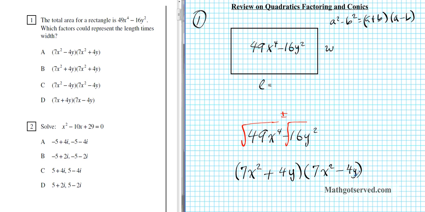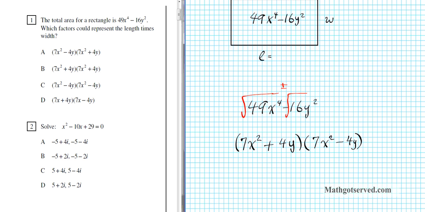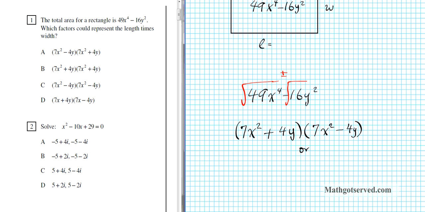So let's see which one matches with what we have. 7x squared, this option A matches. You know that multiplication commutes, so we can also write it as 7x squared minus 4y times 7x squared plus 4y. So the answer to number 1 is clearly option letter A.